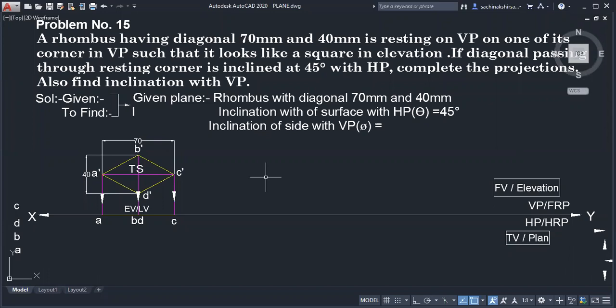So here we should not consider sides. Here we have to concentrate on diagonals. Okay, so for cross-checking purpose, I have asked A dash B dash. So how can we draw a square here by taking the diagonal into consideration?